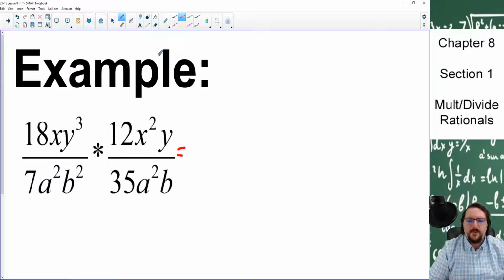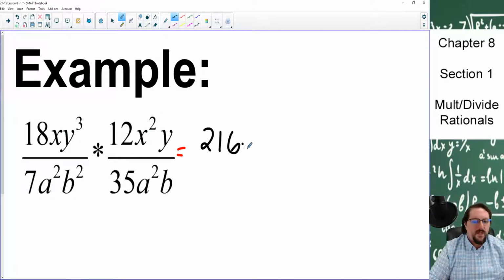Let's multiply across and see what happens. So 18 times 12. I'll go ahead and cheat and use my handy dandy calculator. I recommend you do the same. Looks like 216. We'll have an x and an x squared is x cubed. 3 y's and 1 y will become y to the 4th. So we don't want to forget that there are little ones hiding here.